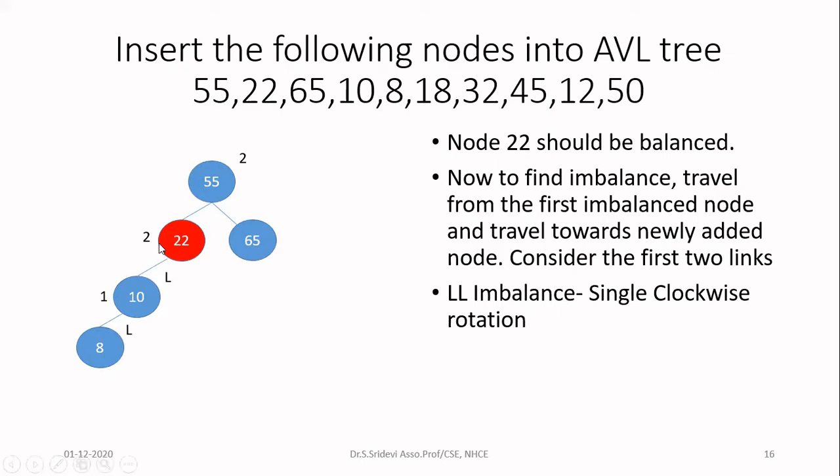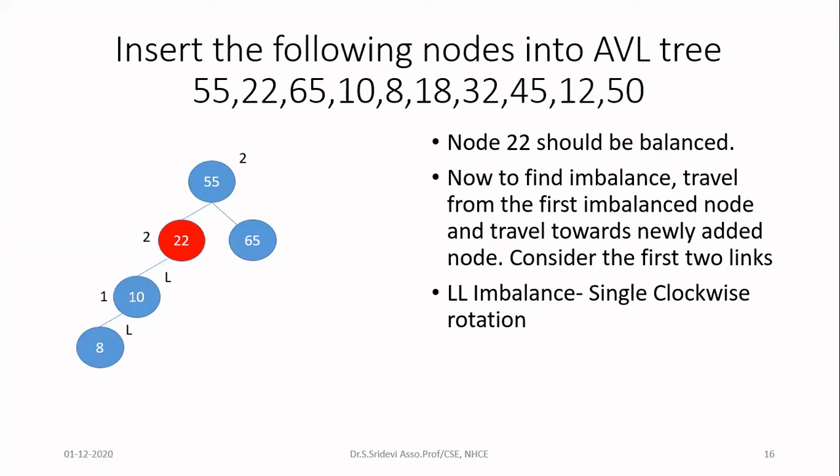With respect to this 22, the newly added node 8 is in the left subtree. So I am giving L for the first label. Then with respect to 10, the newly added node 8 is in the left subtree. So again, I am giving the label as L. Then start reading the labels from 22. So it is now LL imbalance. In LL imbalance, the letters are the same. That means we are going to perform only one rotation.